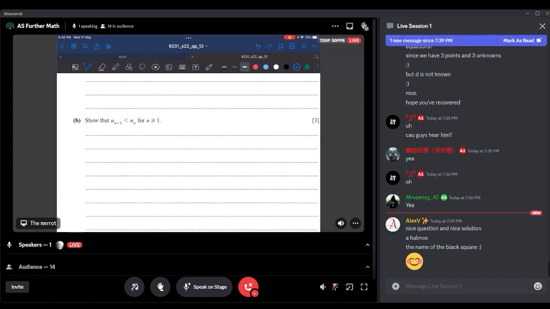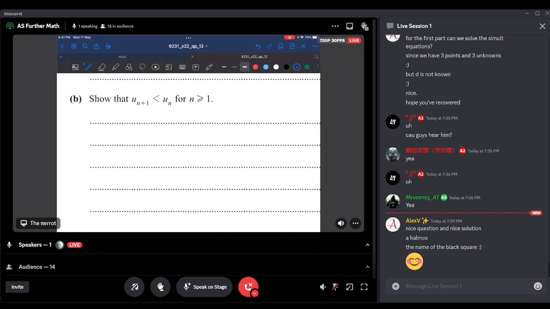Right. Now we just have to show that this sequence is a strictly decreasing sequence. That's what it means. u(n+1) less than un really just means that this sequence is strictly decreasing. It can never be the same. No two terms are the same. They'll always keep going down. So let's just do it straight up.